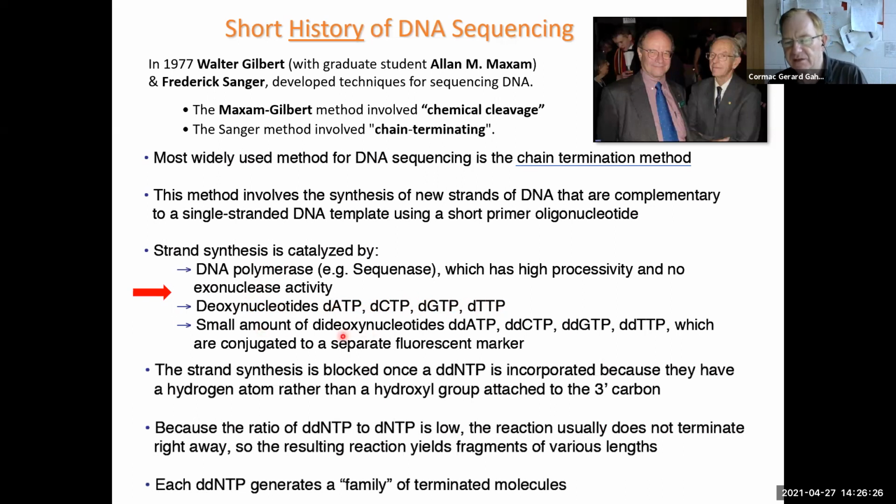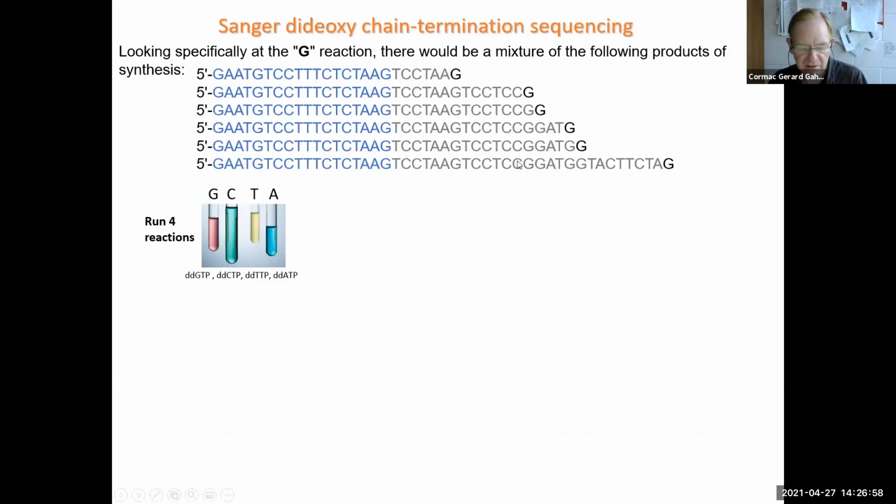But the big difference is that you can also add these chain terminators. And these are dideoxynucleotides, ddATP, and so on. These are chain terminators, and what they do is they stop the reaction. Okay, so this will be clear on the next slide. The thing is that these are added at low amounts, whereas these are added at higher amounts. And by adding them at lower amounts, it means that they're not always incorporated.